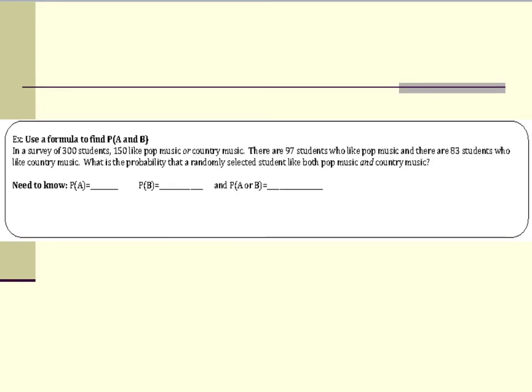Okay, this example says use a formula to find the probability of A and B. So in a survey of 300 students, 150 like pop music or country music. There are 97 students who like pop music, and there are 83 who like country music. What's the probability that a randomly selected student likes both pop music and country music? So we know the or part, we need to find the and.